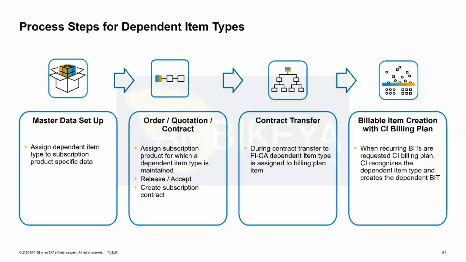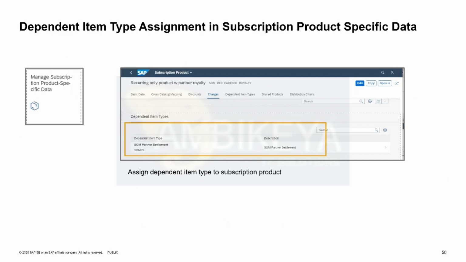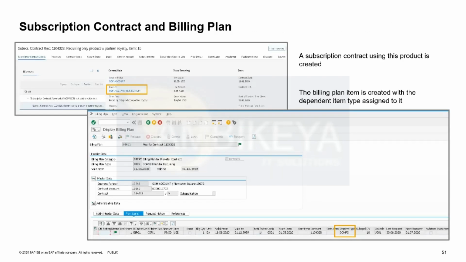How does it look like? Here in our Fiori app for subscription specific data, we just add a dependent item type to the product. That's it already. More is not to do. The rest is done automatically by the system. So we will find here the product. And when we then go to billable items in the CI billing plan, then we will see the field dependent item types filled. And here now I've requested one of these bits.